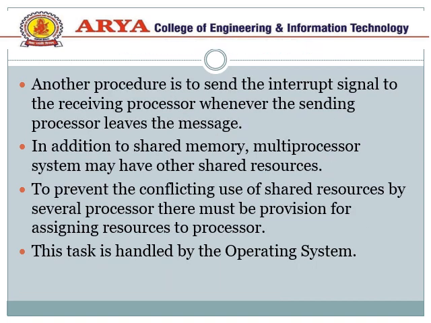Another procedure is to send an interrupt signal to the receiving processor whenever the sending processor leaves a message. In addition to shared memory, a multiprocessor system may have other shared resources. To prevent the conflicting use of a shared resource by several processors, there must be a provision for assigning the resource to a processor. This task is handled by the operating system.